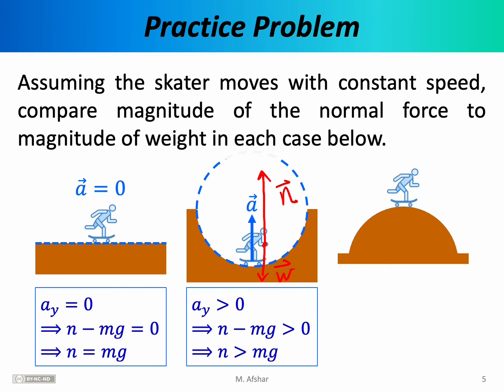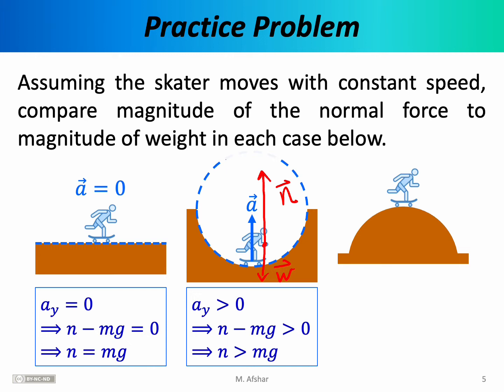It is necessary for the normal force to be bigger than weight in order for this object to travel along this particular circular path. If the normal force and weight were equal to each other, the object, the skateboarder, would not move along a circular path, it would move along a perfectly flat horizontal path.